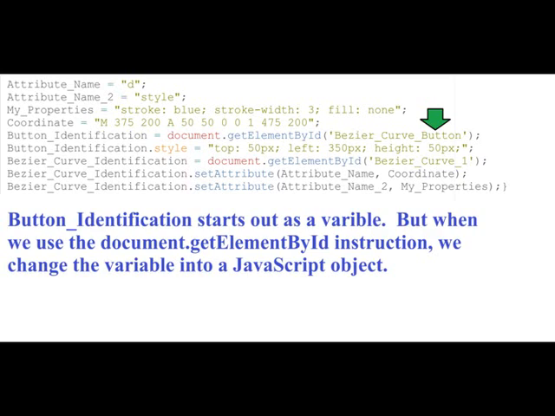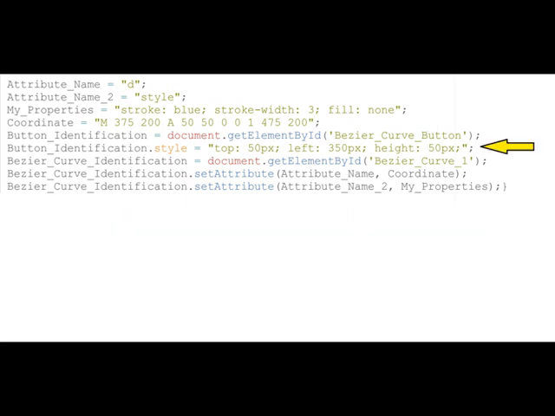Now, what are we doing with the variable button identification? Well, we're storing an object inside that variable. So that variable is now going to become an object. And we do this with document.getElementById, Bezier curve button. Now remember, you now have an object inside the button identification variable. So now you can change the style properties on this button. Okay? Because now your button identification is an object.